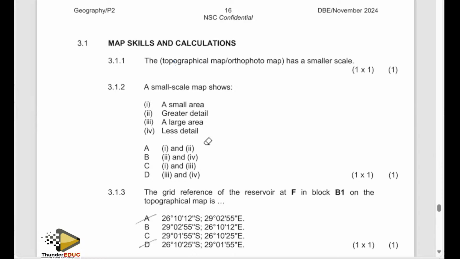So those two responses are wrong. So the correct response is item number 3. It covers a large area. That is correct. And it shows less details. So we want a response which has got item 3 and item 4. So the correct response for that question definitely is item D. That is the correct response. Right. We move on to the next question.